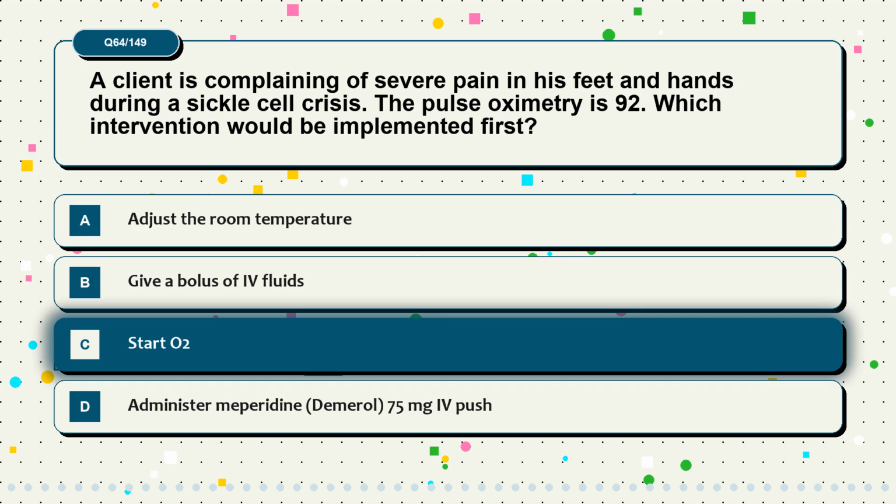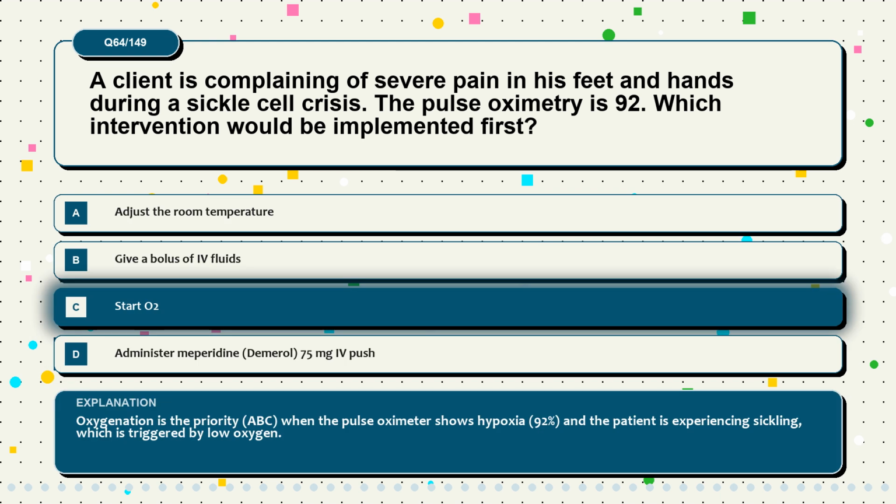The correct answer is option C. Start O2. Oxygenation is the priority ABC when the pulse oximeter shows hypoxia, 92%, and the patient is experiencing sickling, which is triggered by low oxygen.